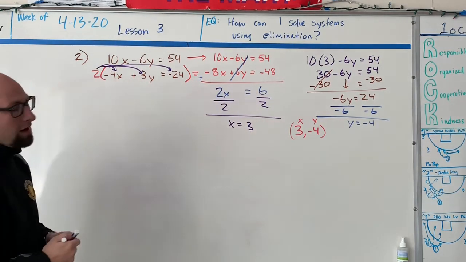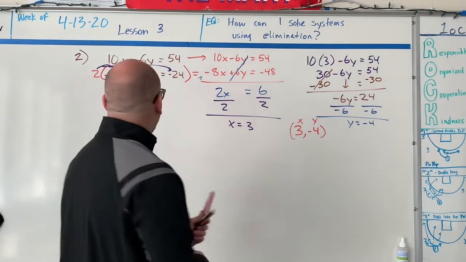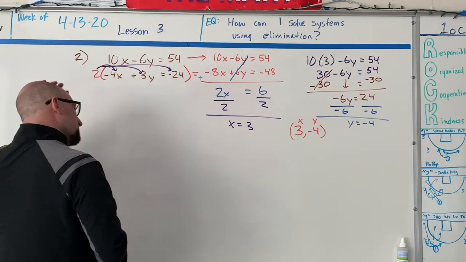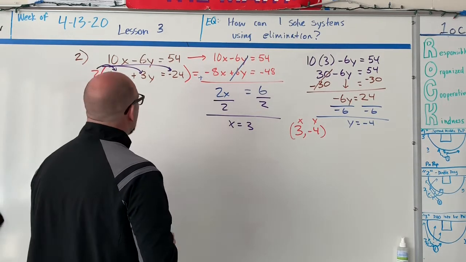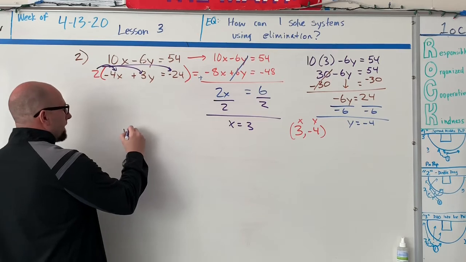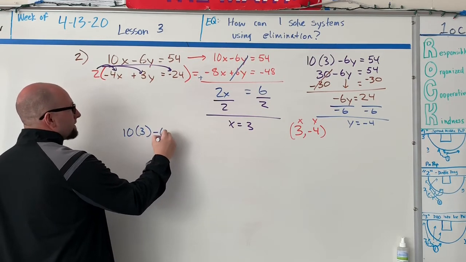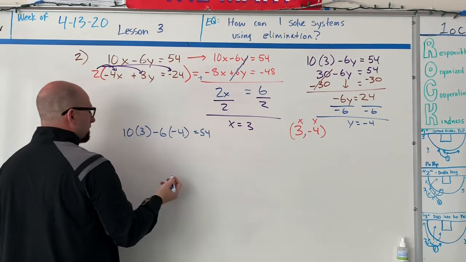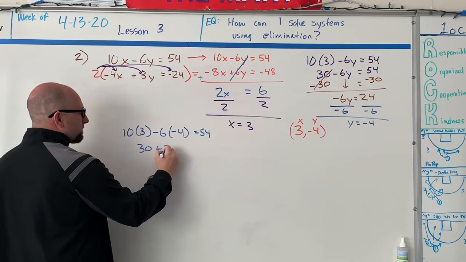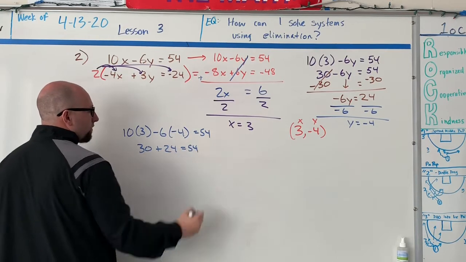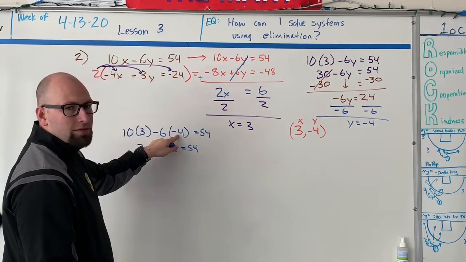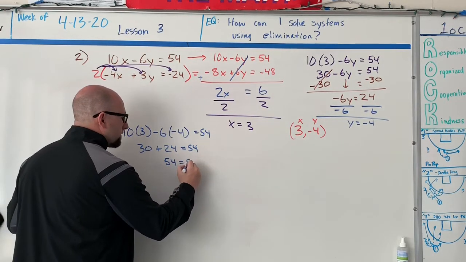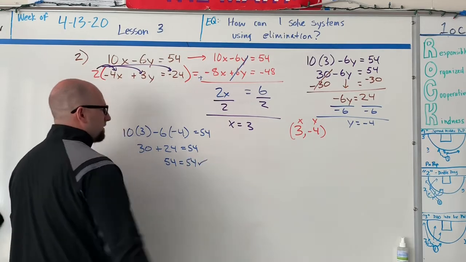Okay? So now what we have to do is verify it. All right? So let's verify it. We'll go 10 times 3 minus 6 times negative 4 equals 54. Okay, that's 30 plus 24 equals 54. Negative 6 times a negative 4, negative times a negative is a positive. So 54 equals 54. Yep.